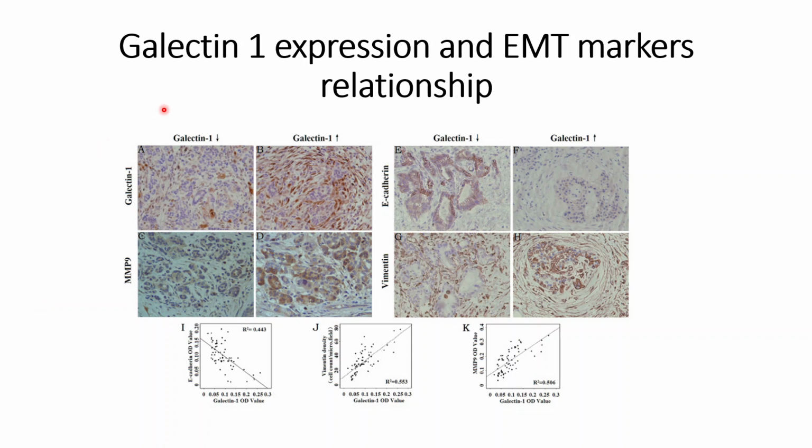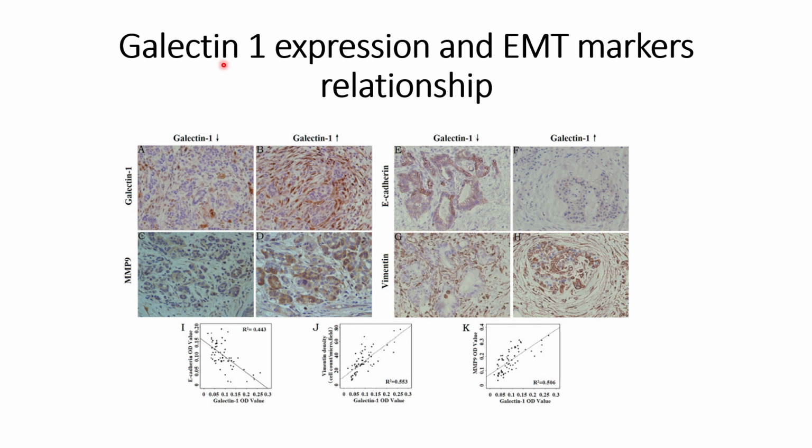In this video, we will discuss Galectin-1 expression and its relationship with EMT markers in pancreatic cancer cells. Before going into the topic, here is a brief background on why they selected Galectin-1. In previous studies, they showed that Galectin-1 causes increased malignancy of pancreatic cancer cells. So, they want to find out the reason why Galectin-1 shows that behavior.